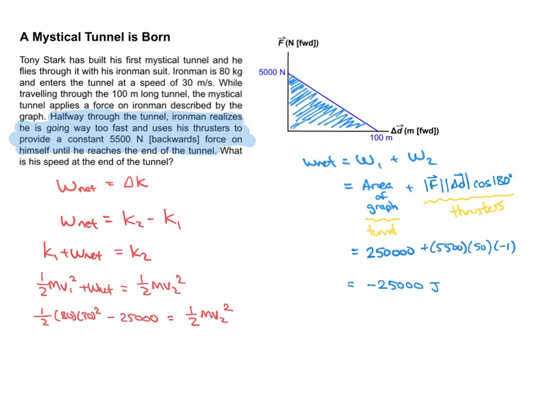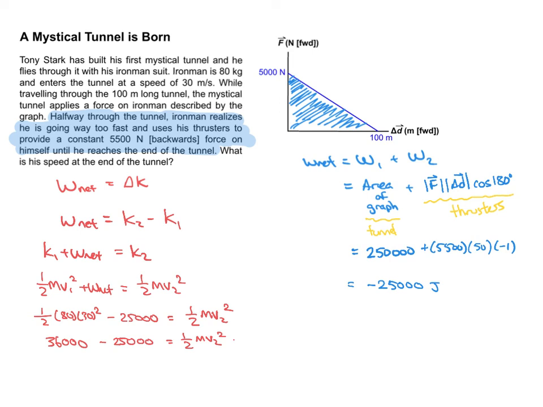So what I'm doing here is comparing the starting kinetic energy with how much of it's going to be removed from this work. So let me calculate half times 80 times 30 squared. It's 36,000. So Iron Man had 36,000 joules of kinetic energy to start with. The tunnel wants to make this increase, but his thrusters ended up making it decrease overall by 25,000 joules. So he's going to have fewer joules of kinetic energy. That is what's going on here. And with the fewer joules, we can calculate the new speed.